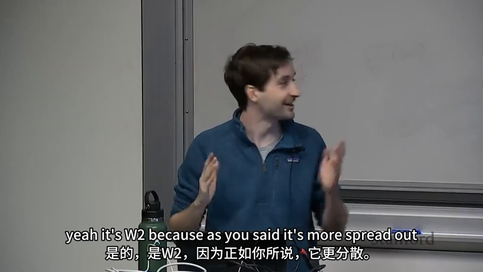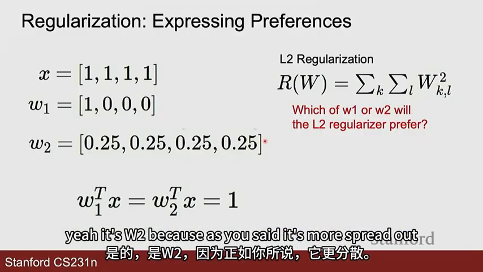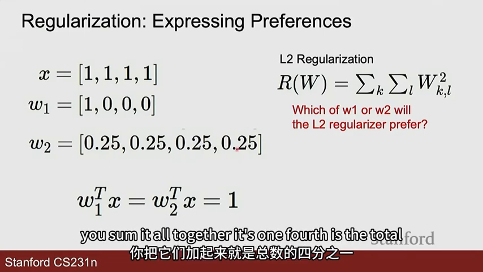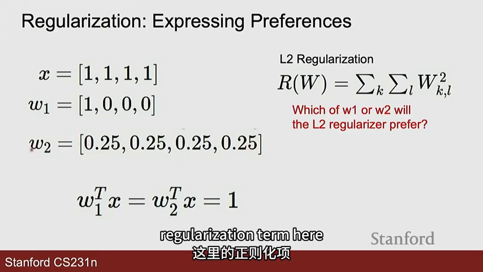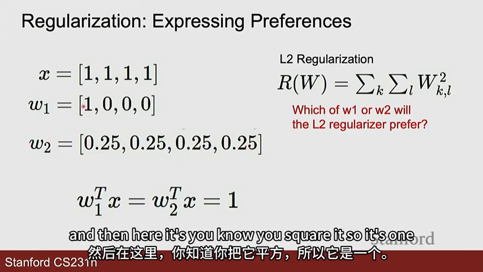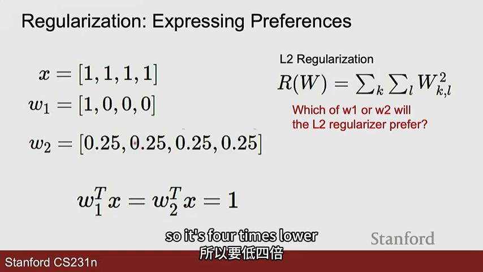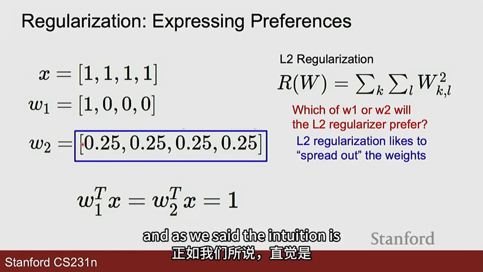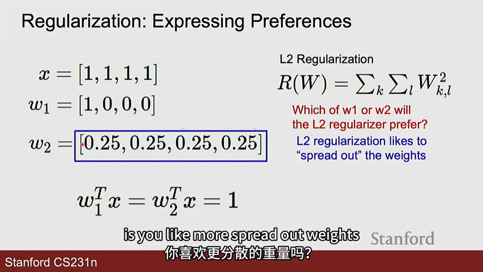All right, lots of 2s. Yeah, it's W2 because, as we said, it's more spread out. You're going to be squaring each of these terms, so it's 1/4, you square it, it becomes 1/16. You sum it all together, and 1/4 is the total regularization term here. Then here you square 1, so it's 1. So it's 4 times lower in terms of the regularization loss. And as we said, the intuition is that you like more spread out weights.